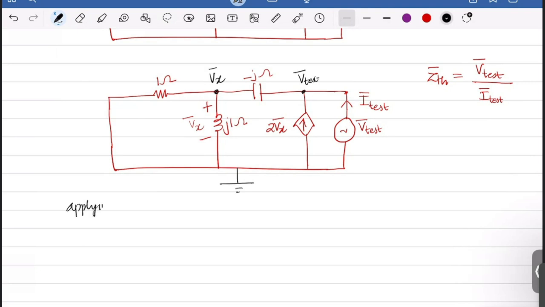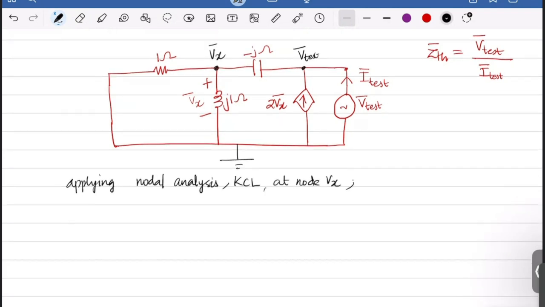Applying nodal analysis, which is basically the application of Kirchhoff's current law at node Vx, I express all the currents as outgoing. You know that outgoing currents are the same as incoming currents, so if all the currents are outgoing, then the incoming current is zero. This is how I'm going to express the nodal analysis: I'll write all the currents as outgoing currents and equate it to zero.